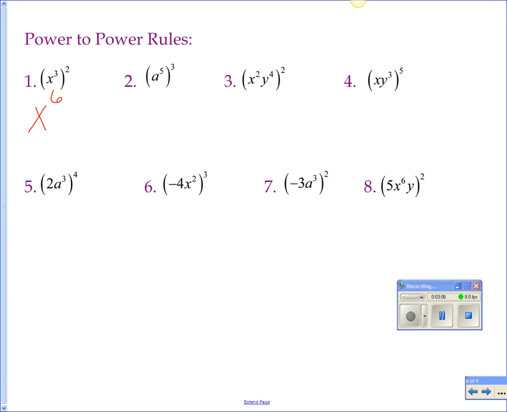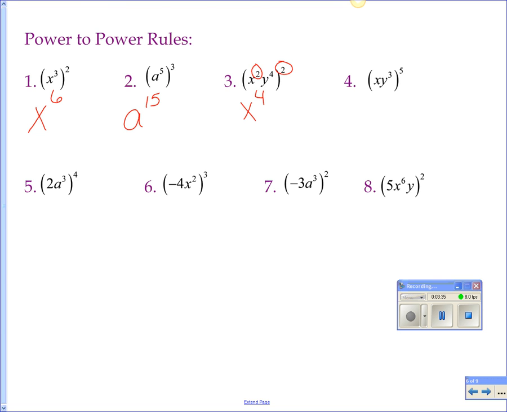All right. Number 2, Monica, what do I do with the 5 and the 3? Very good. So that gives me a to the 15th. Okay. Remember on number 3, I have to do the x's and y's separately. So Ethan G, what am I going to do with x to the 2? What do I have to do with that 2? By what? By what? Yeah, the other 2. So this 2 and this 2 multiply, it gives me x to the 4th.